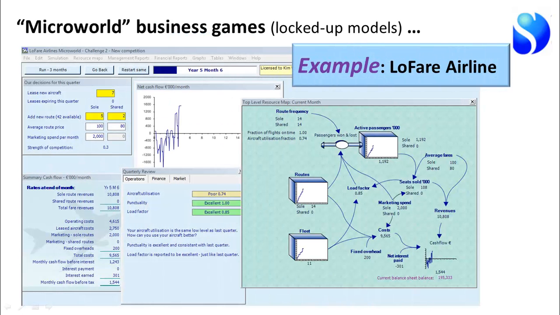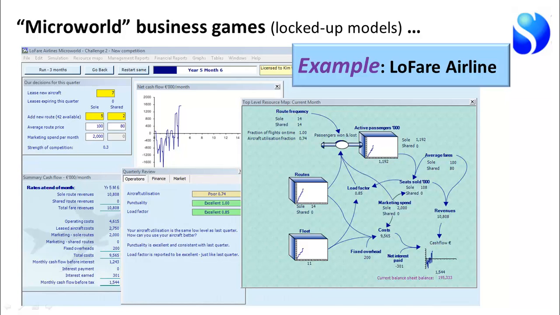So the next level of these models are these Microworld business games, and all a Microworld is, is a locked up model. It's a model that the user can't fiddle with the relationships. They can't fiddle with anything that you don't want them to fiddle with, and it also presents the way the business is working in a more accessible way than using a piece of slightly technical software. There are lots and lots of these out there now.